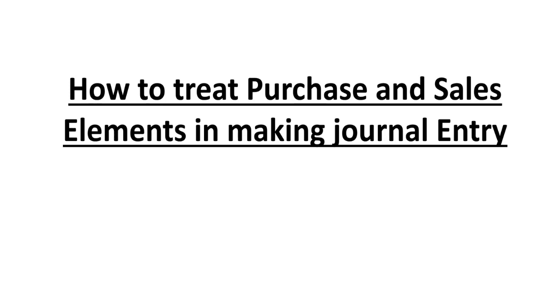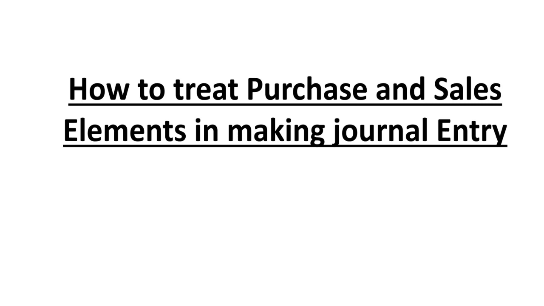So I'm going to explain how to treat purchase and sales element in making the journal entries. Sometimes we get confused whether purchase is a personal, real, or nominal account. We know this is not personal because there is no name of a person or an organization. If we consider that some money is going from our business, purchase comes on the debit side of the profit and loss account under expenditure. So the purchase we can consider as an expenditure.